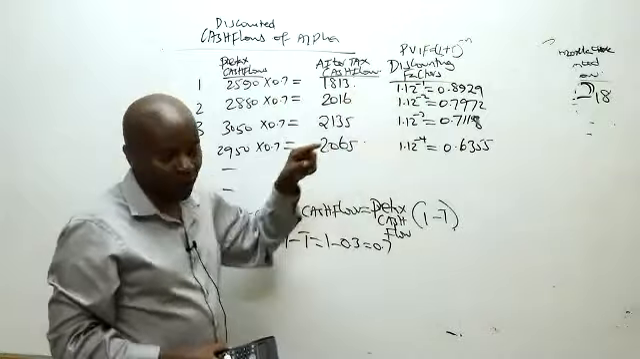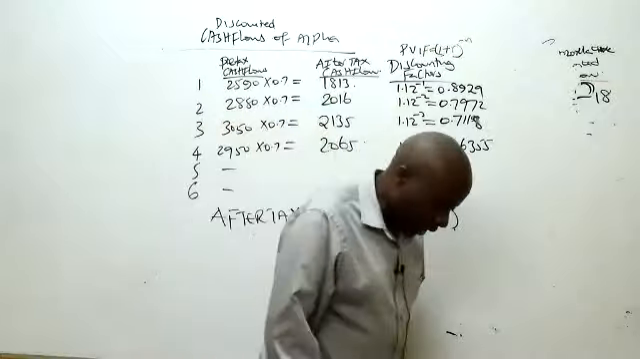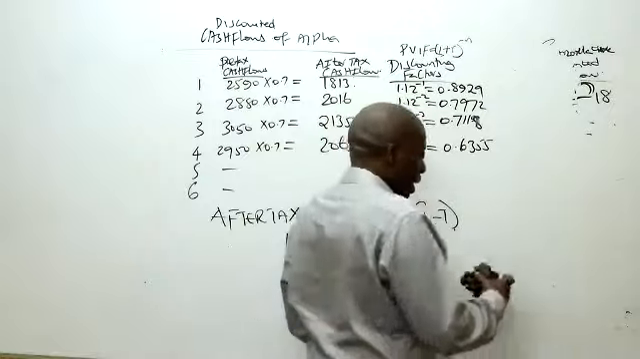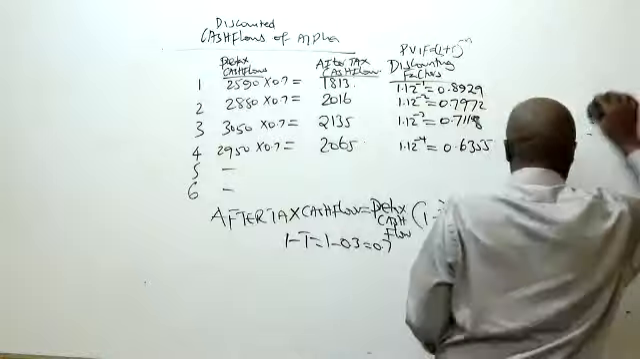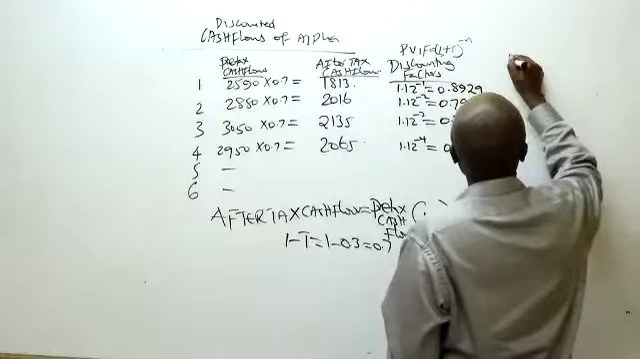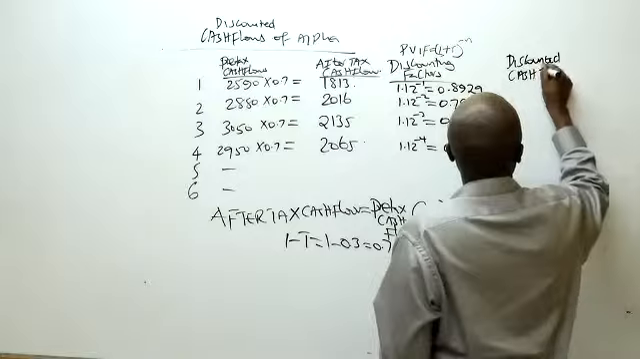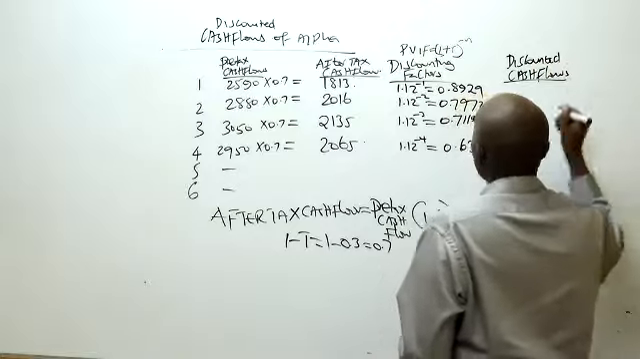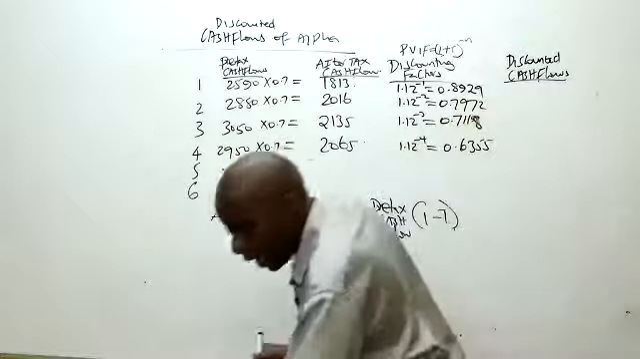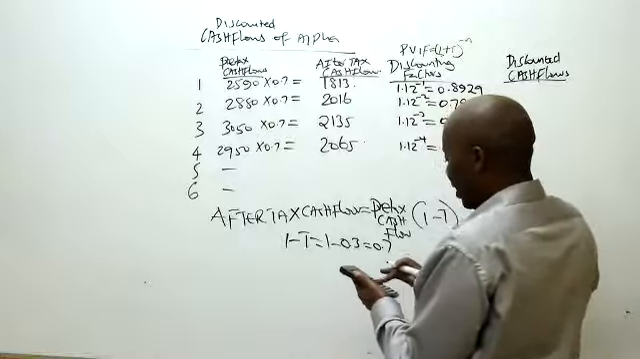Now, once I have my discounting factors, I will move with speed to multiply them with this, so that I can get what we call the discounted cash flows. So we have here the discounted cash flows. What do we have here at the end of the day? So discounted cash flows, ladies and gentlemen, will be 18.